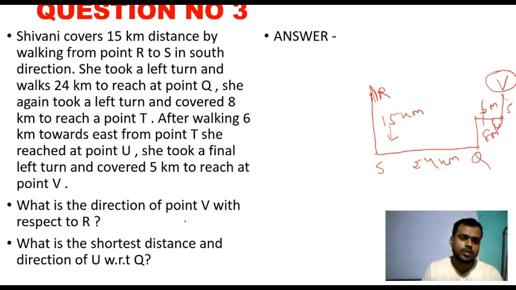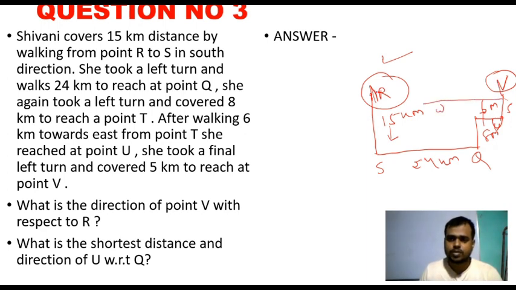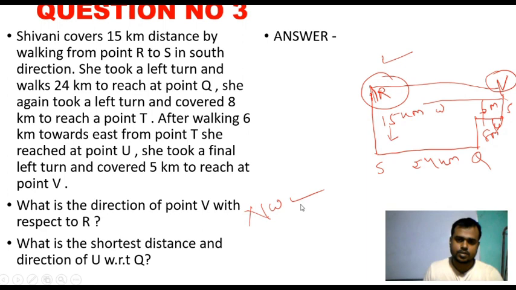Now the question is, what is the direction of B with respect to R? Here is R, and here is B. R is just in the upper direction of B. That means with respect to R, B is in which direction? This part is north and this part is west. If you connect R to B, the point lies between north and west. That means the answer is northwest. If it were exactly west it would be west, but it is northwest, because here is 15 and here is 5 plus 8, that is 13 km.